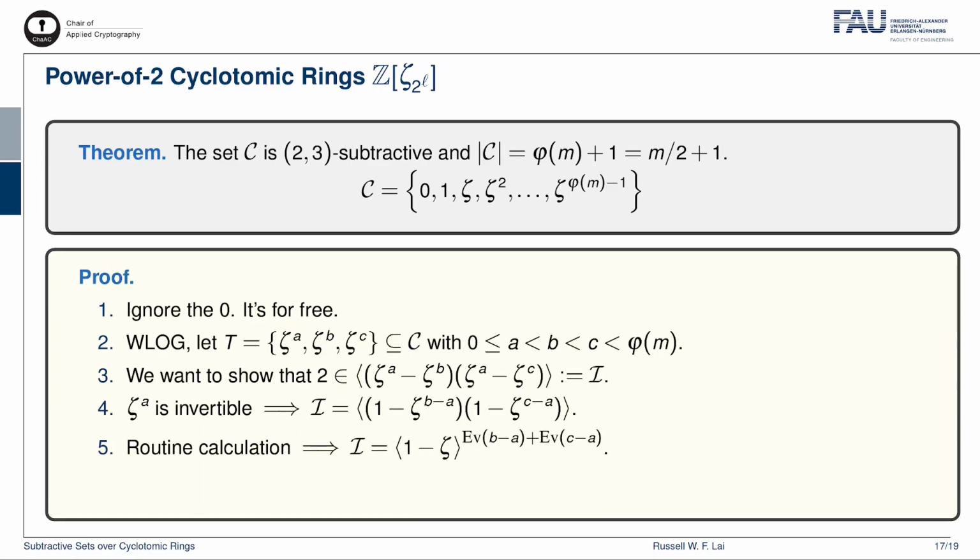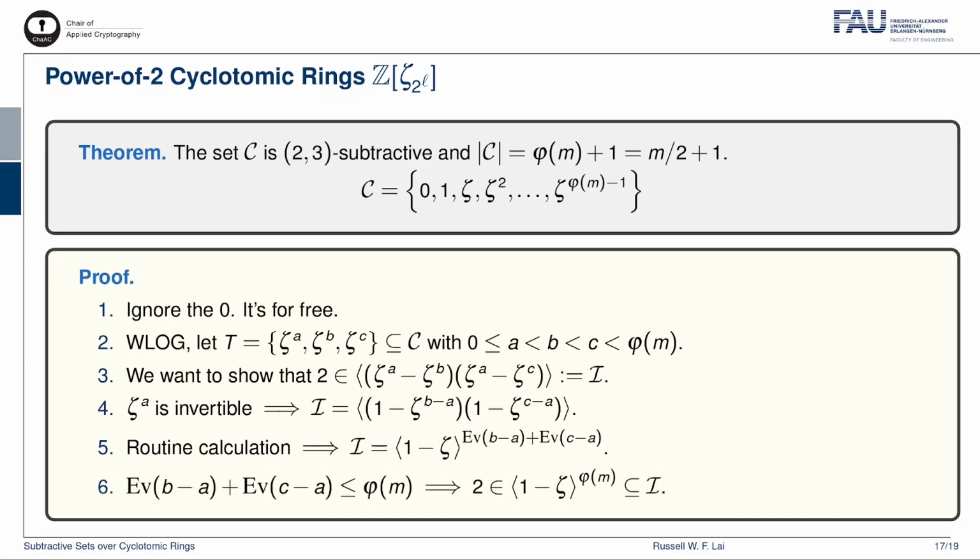Next, by some routine calculation, we show that the exponents B minus A and C minus A can be taken out so that the ideal I is equal to the ideal generated by 1 minus theta to the power of the even part of B minus A plus the even part of C minus A, where the even part of B minus A is the largest power of 2 which divides B minus A.